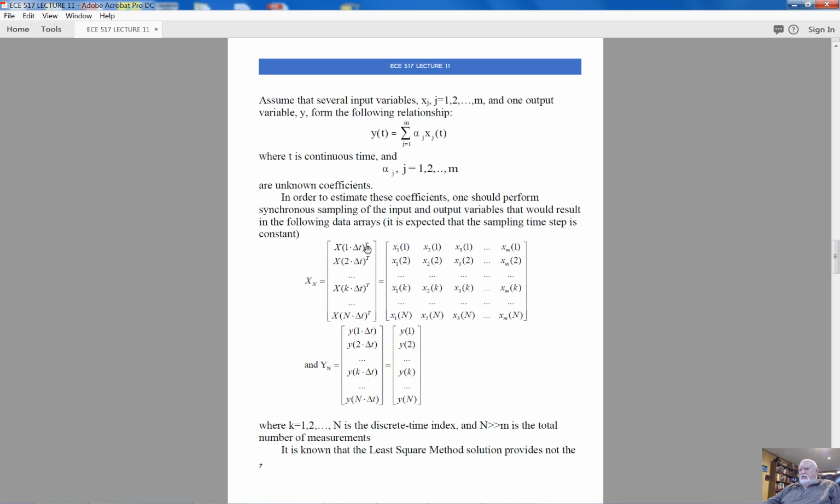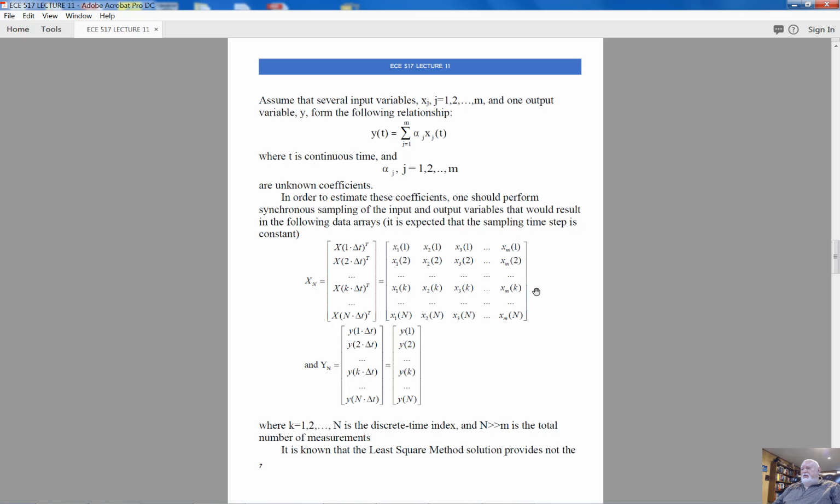So why do I have the transpose sign here? Because of the way I built the array. The first row represents the vector x of input variables recorded at time 1 times delta t. The second row represents the vector of input variables, transposed actually, measured at time equal to 2 times delta t, and so on. And I am supposed to have a very huge array of these measurements.